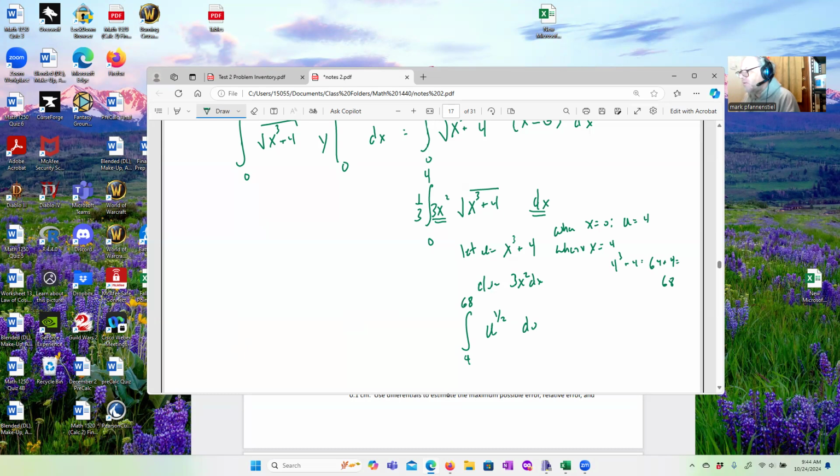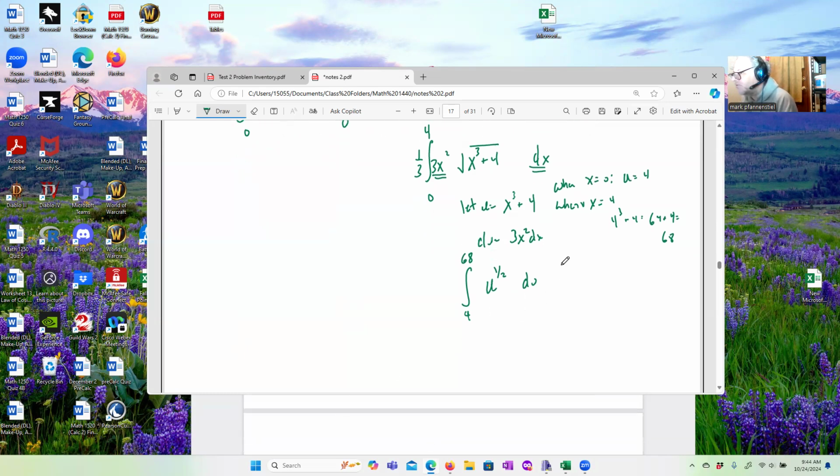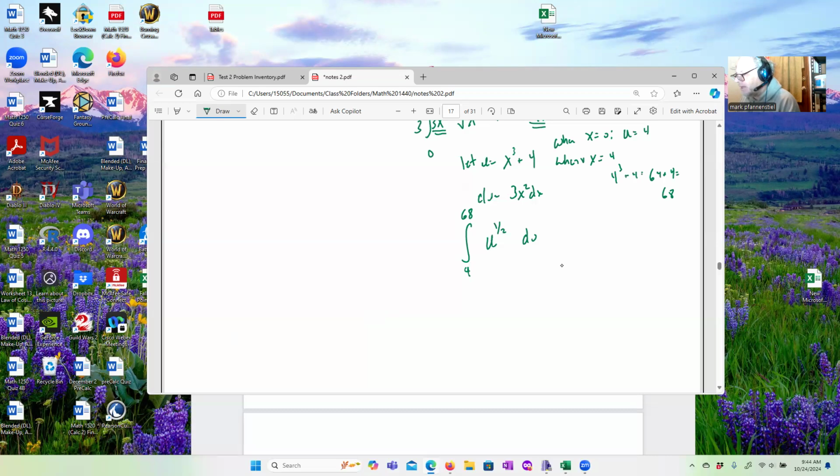Okay. So we can go ahead and integrate that. Don't forget to do that. So that's going to be u to the 3/2 times 2/3, and we're going from 4 to 68. So we can go ahead and just type that in. This is 2/3 times 68 to the 3/2 minus 4 to the 3/2.